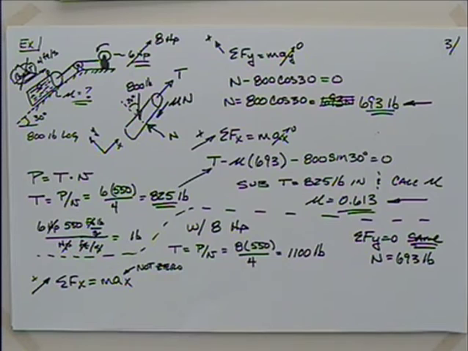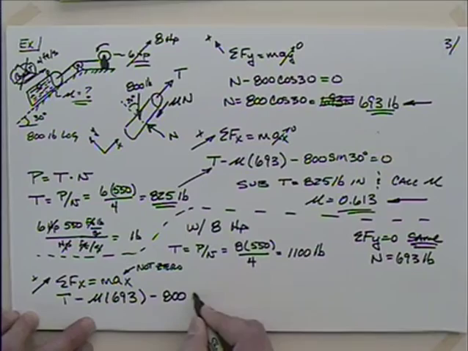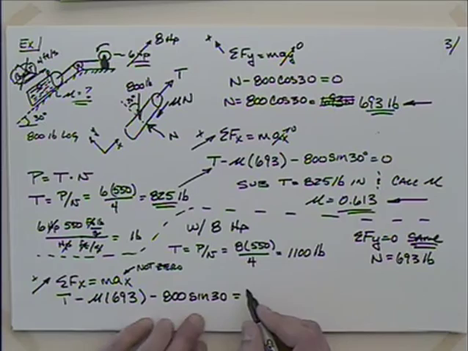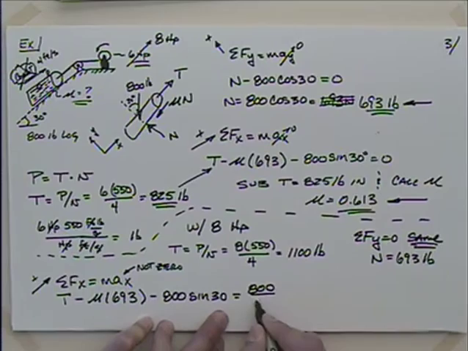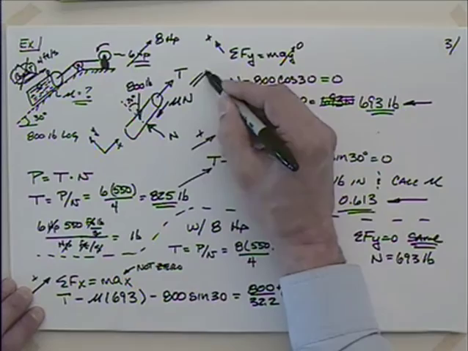We reach down, we increase the throttle on the thing. We expect it to accelerate from 4 feet per second up to some new value. It'll find some new constant. What's that acceleration going to be? Well, let's look at this equation. We would have T minus mu times 693 minus 800 times the sine of 30. And this is not equal to zero, but is rather equal to the mass, which I have to be really careful with. In the English system, we're going to take that 800 and divide it by 32.2 because we're in feet and pounds. And then I'm going to have my acceleration. I'm going to say it's a positive acceleration because I'm going to assume that the acceleration is up the ramp.